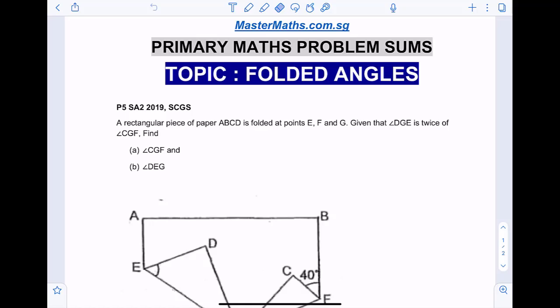A rectangular piece of paper ABCD is folded at points E, F, and G. Given that angle DGE is twice of angle CGF, find angle CGF and find angle DEG.